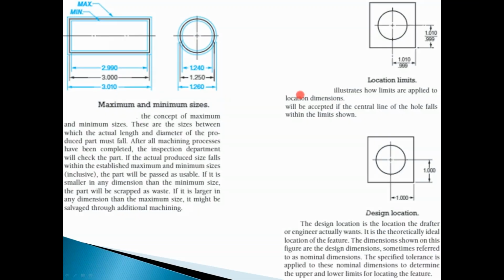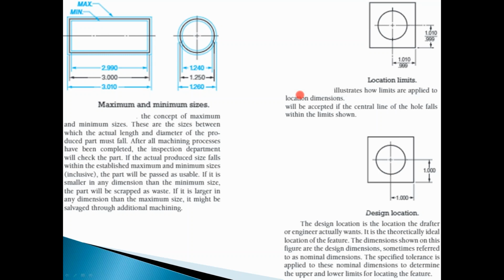Welcome back. In the last video, we talked about fit. Fit refers to the amount of tightness or looseness between mating parts. There are three types of fits: clearance, interference, and transition. Last video we talked about clearance fit, interference fit, transition fit, shaft limit, hole limit, allowance, clearance fit, interference fit.